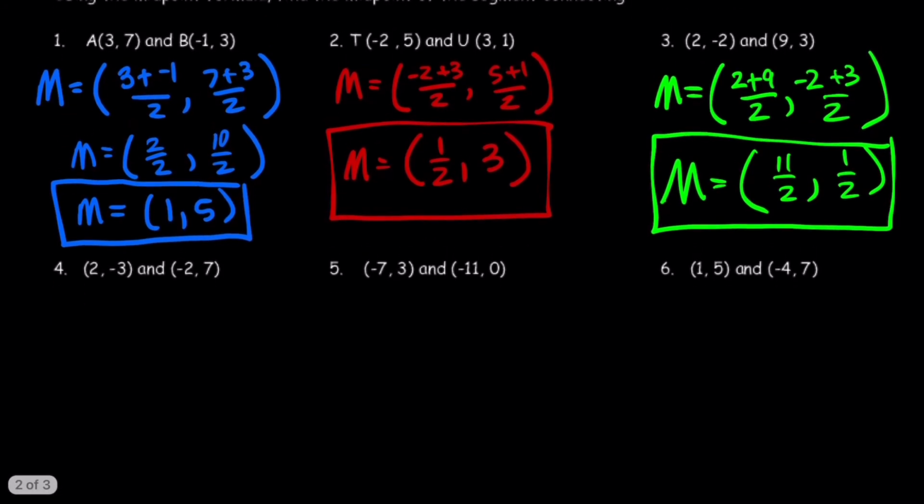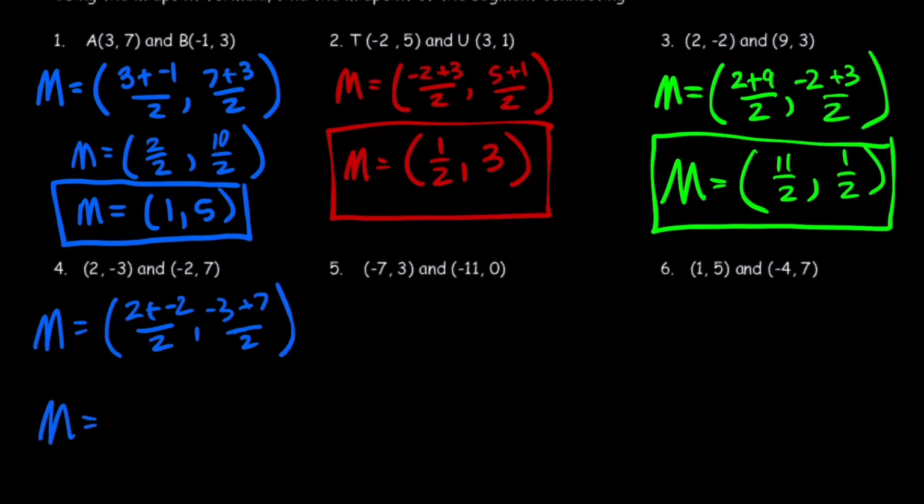Okay, number 4, midpoint. Again, pause the video, do this on your own real quick. Resume the video, fast forward to see if you got it correct. The two x values are 2 plus negative 2 divided by 2, comma, negative 3 plus 7 divided by 2.